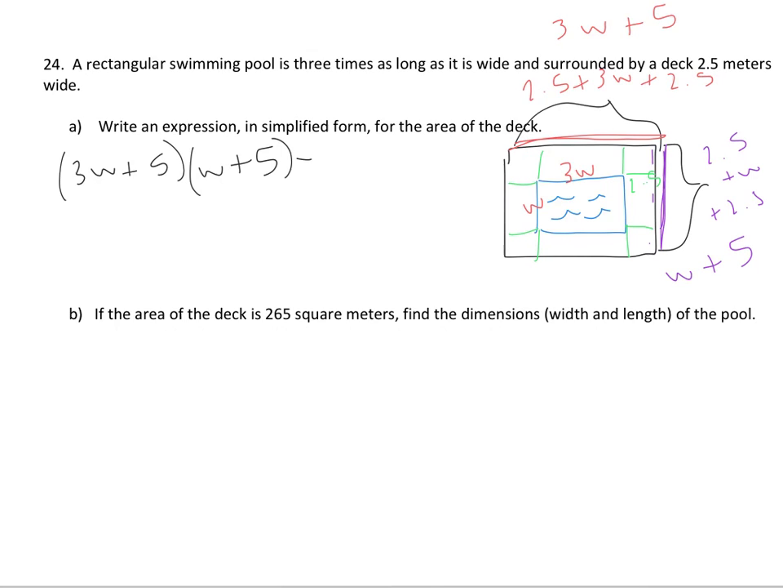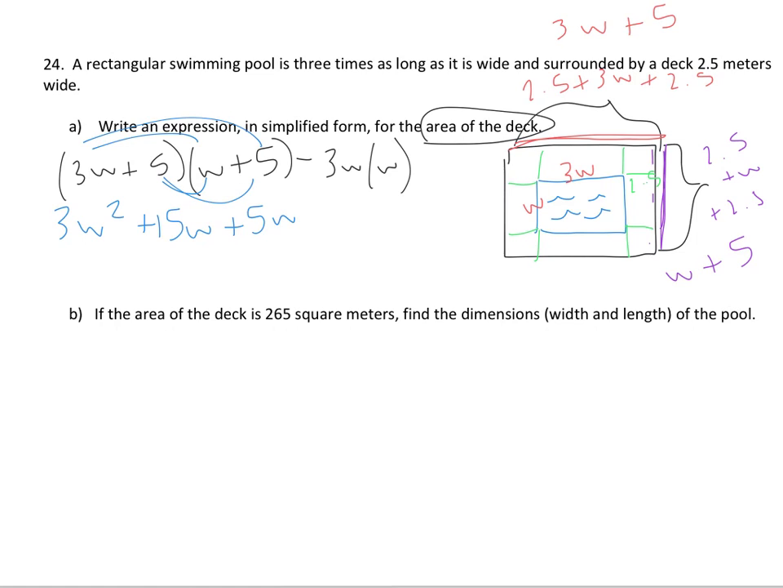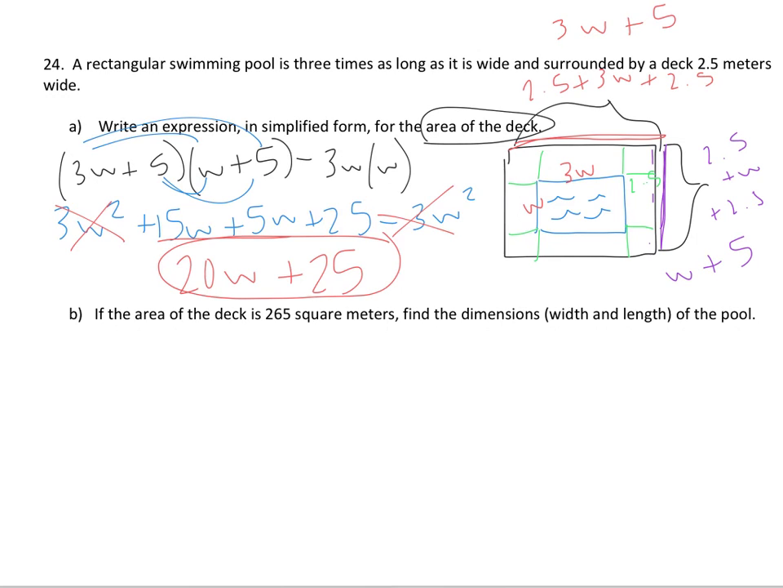So I'm going to take 3W plus 5 times W plus 5 and FOIL that, but I also know I have to subtract the area of the pool because I only want the area of the deck. So I'm going to subtract 3W times W. So if I FOIL here, I'm going to get 3W squared plus 15W plus 5W plus 25 minus 3W squared. And let's combine like terms. I'm going to cross out my positive 3W squared and negative 3W squared. And 15W plus 5W is 20W plus 25. And that is my final answer for just the area of the deck.